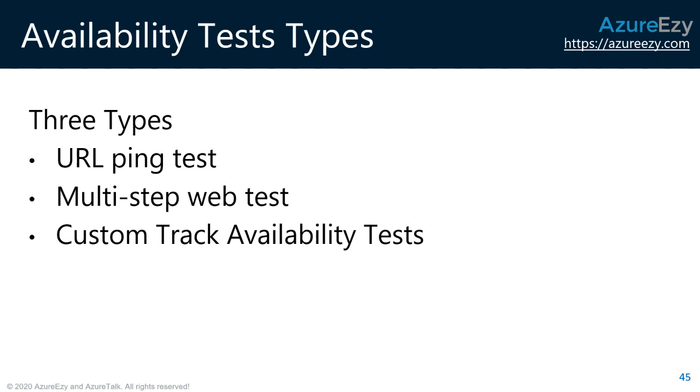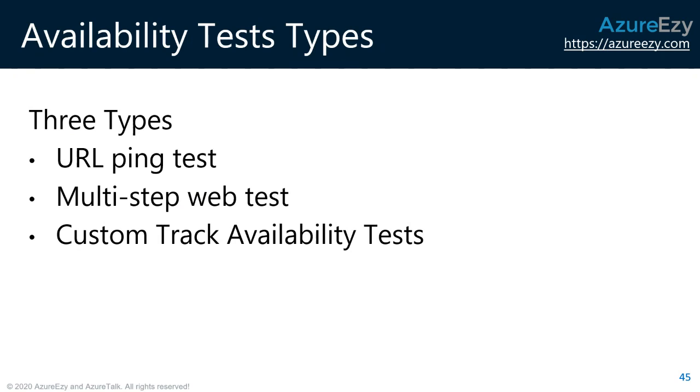So the URL ping test is simply a test that, just as the name says, checks the response for your application. But this doesn't use ICMP. Yes, it is called a ping test, but this ping doesn't use the ICMP protocol. It actually uses the HTTP protocol instead.